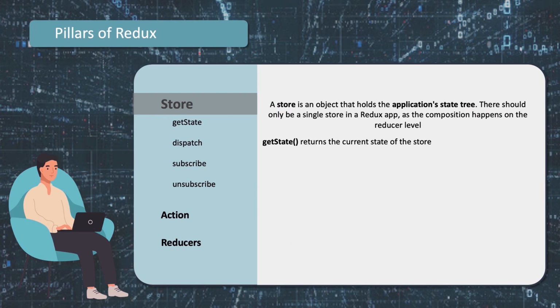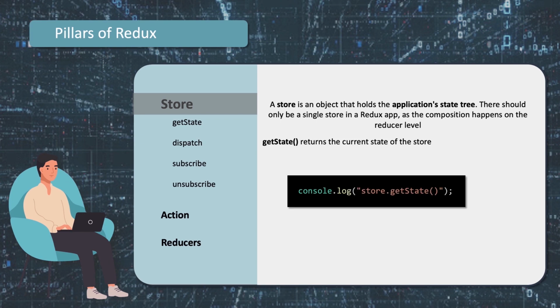And there are four key states. There's get state, which returns the current state of the store. And when we actually run the demo later on, you'll be able to open up our terminal window and get the state store from our terminal window.